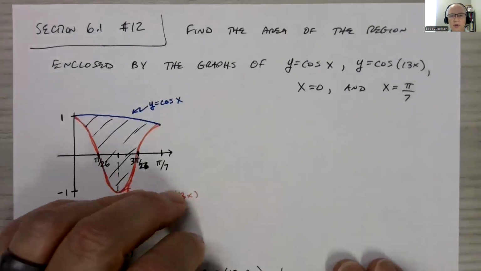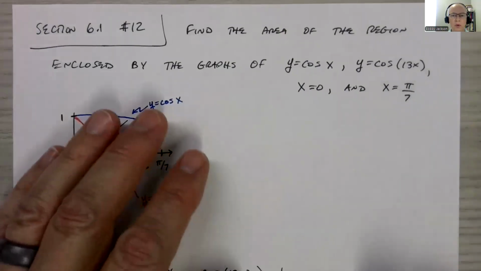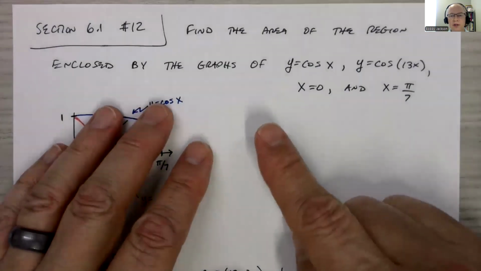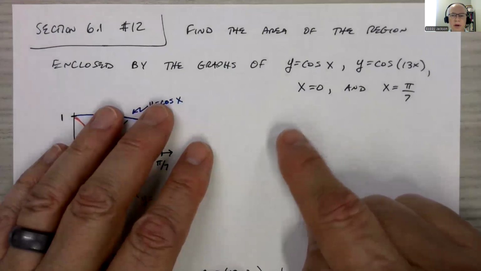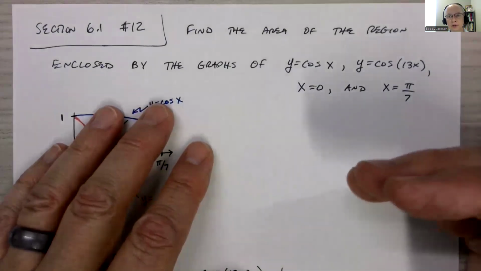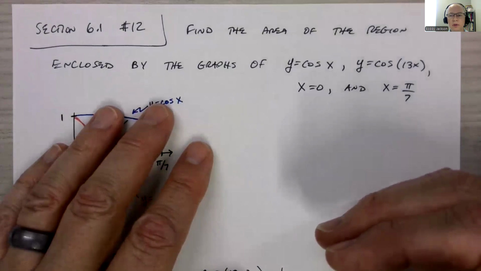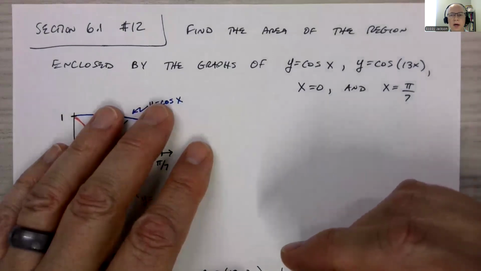All right, let's take a look at number 12 in section 6.1. It's kind of challenging to set this one up. The actual integration is not too bad, and then the final answer, at least the one they want and achieve, is a little bit tricky. So let's talk about it.